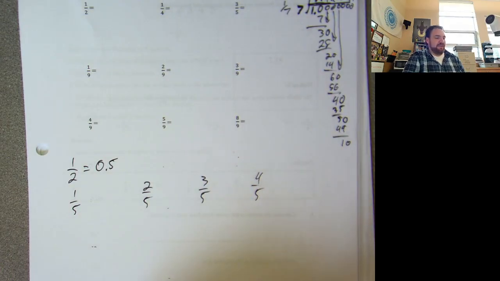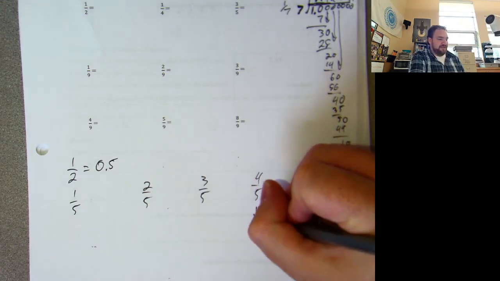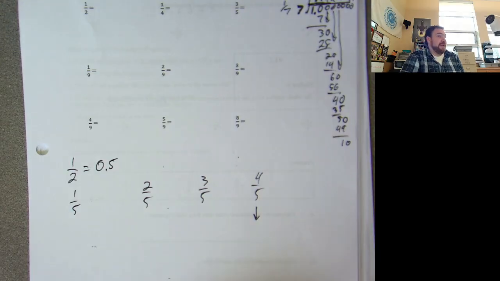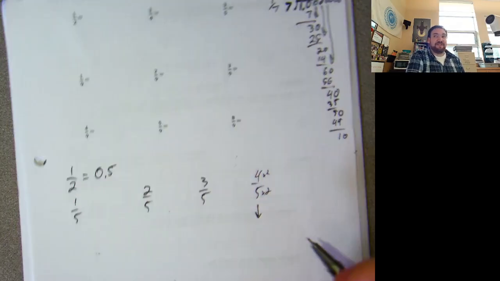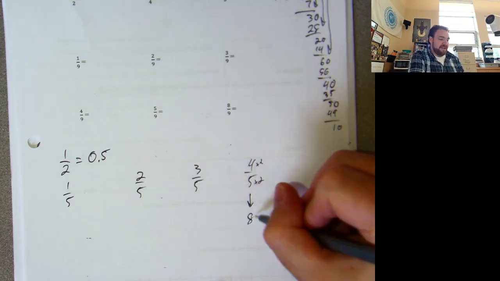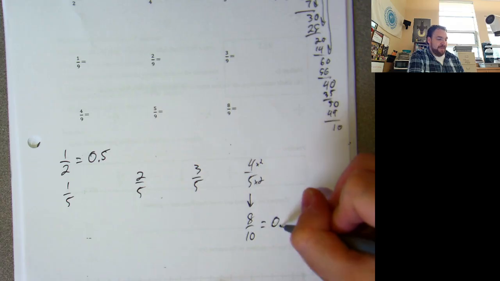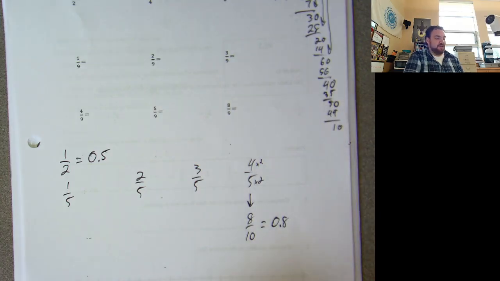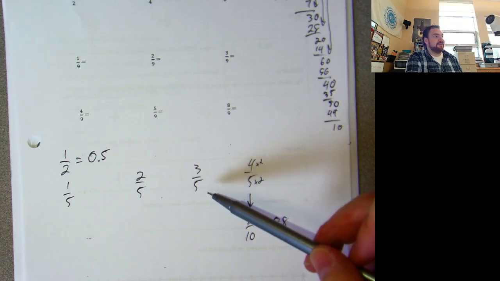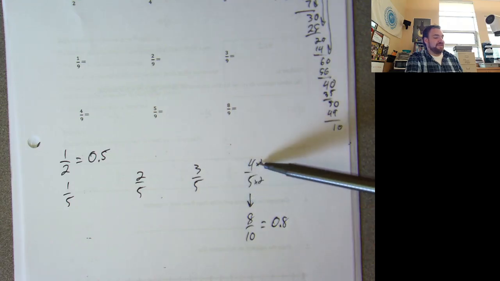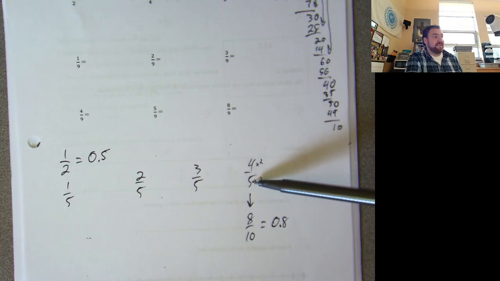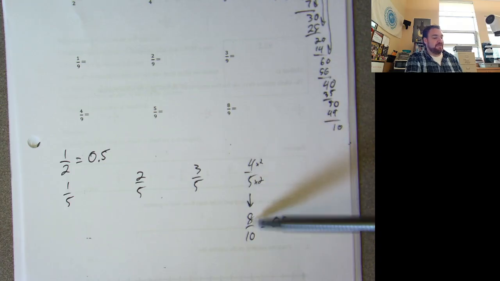Let's take a look at what it could actually be. 4/5. One way to deal with the fifths is to make them tenths. 4/5 is how many tenths? Multiply by 2, because 5 times 2 is 10. It's going to be 8 tenths. So 4/5 is going to be 0.8. So 3/5 is going to be... We multiply top and bottom by 2 to get us to the tenths. 4 times 2 is 8. 4/5 is 0.8.